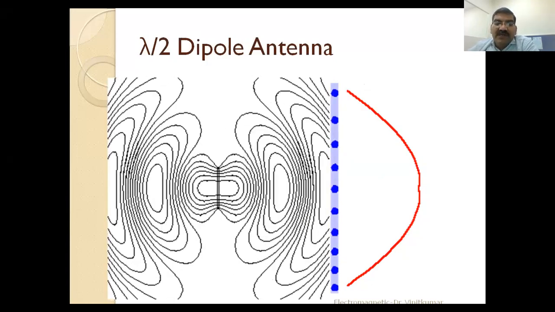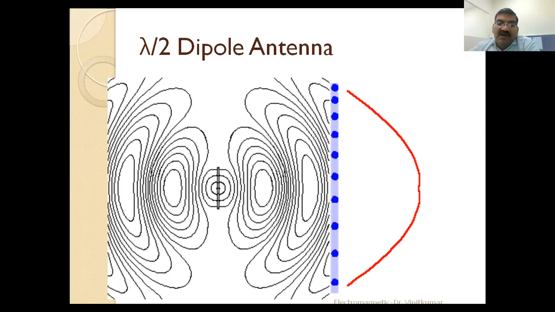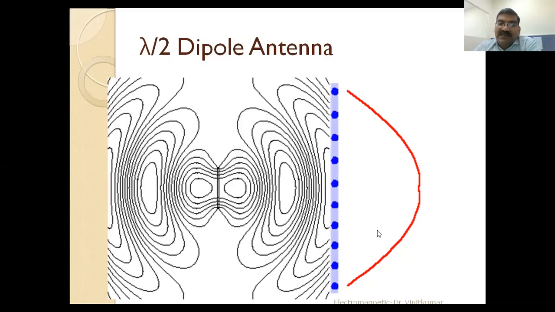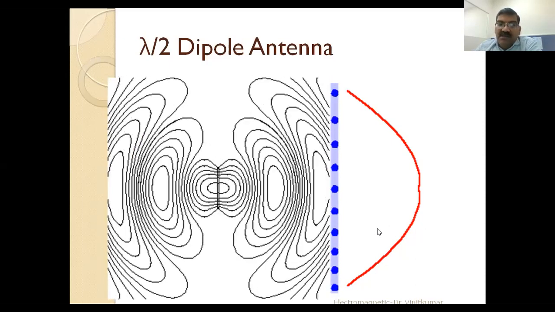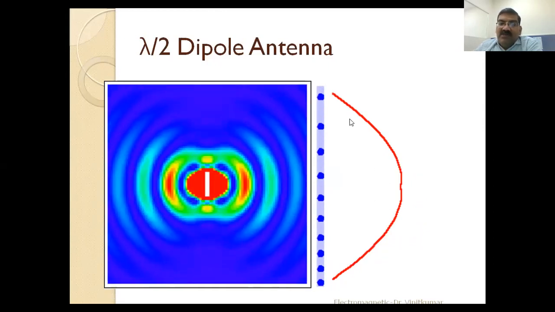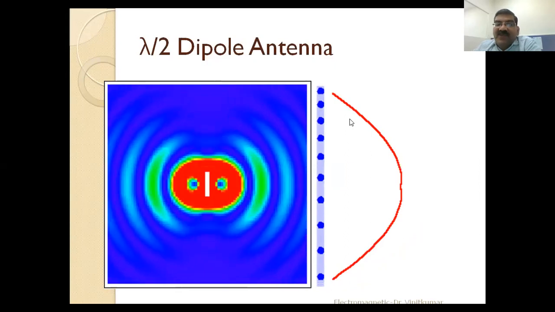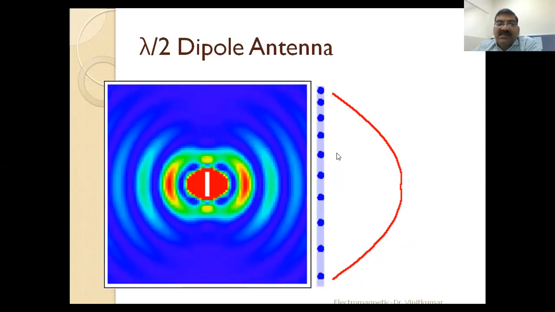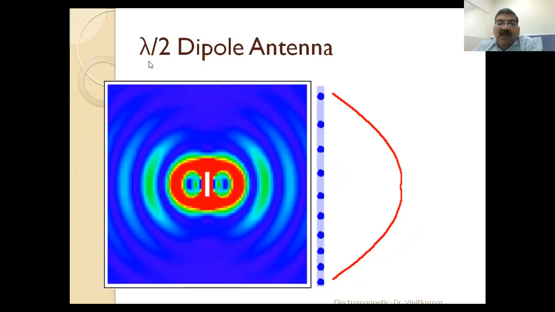What is this half cycle? It is the lambda by 2 dipole antenna. Again, the lambda by 2 dipole antenna. Now what is this lambda by? First you get the concept of dipole and lambda.